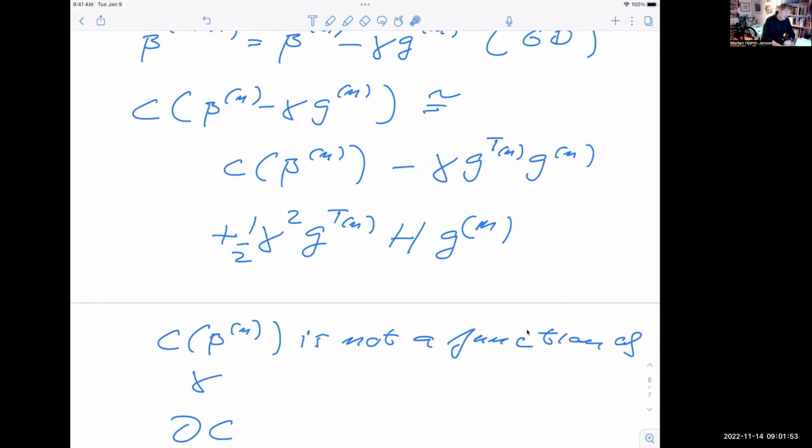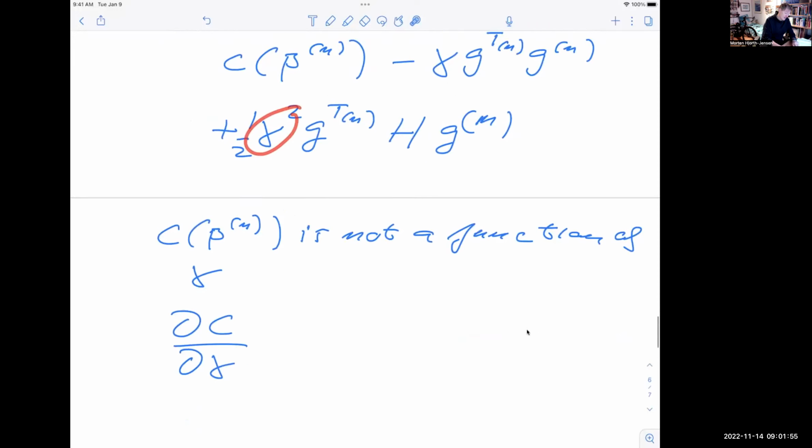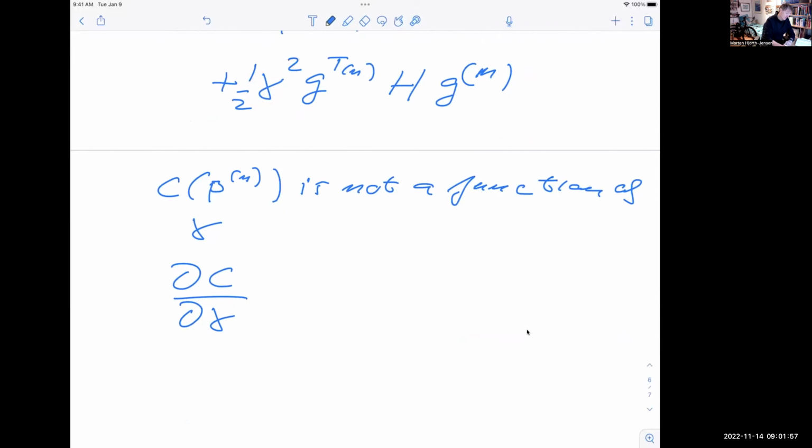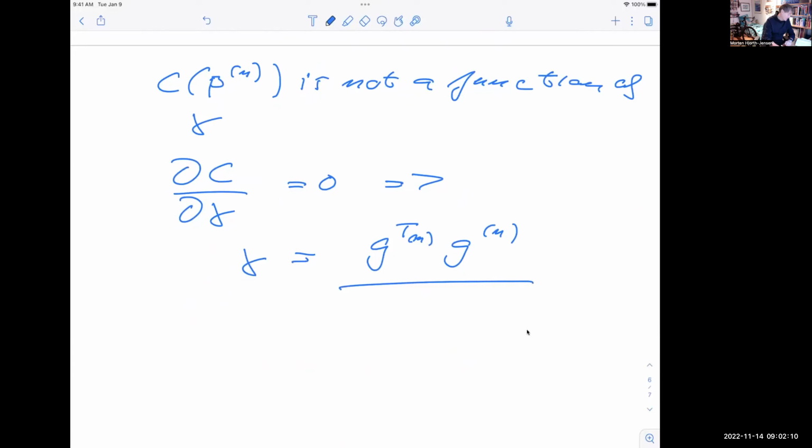And here we get a factor of 2 times gamma. So we want this one to be 0. And that means that we have gamma is now equal to G transpose iteration n, G of n, divided by G transpose iteration n of H times G of n. And H is also calculated at iteration n.